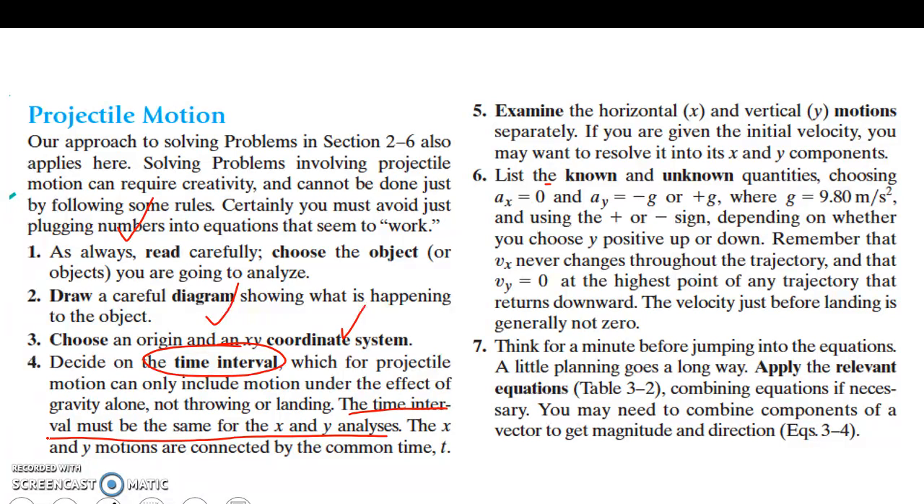List known and unknown, things we always know, okay? Acceleration in the x is 0. Y is going to be g, okay? And Vx is always constant, and that Vy is 0 at the highest point. These are things that, if you think about, might make the math easier for you when you solve problems. And then think about your equations, okay? We'll do quite a few sample problems between here and the next video just so you can see some different situations. But that's the steps to take.